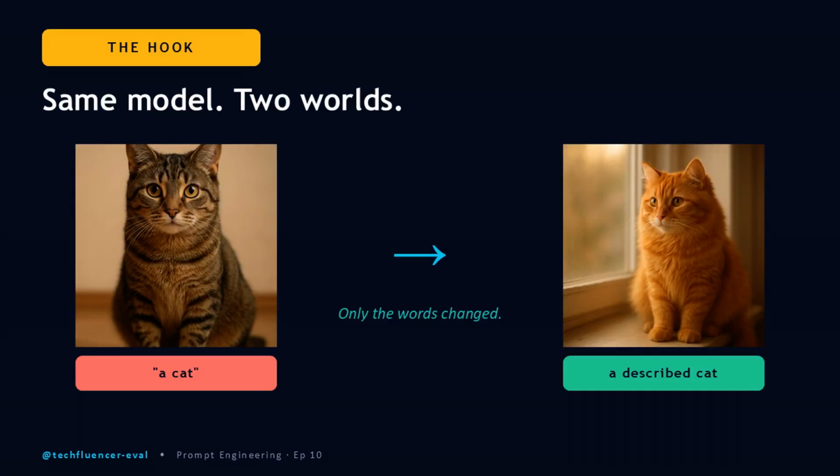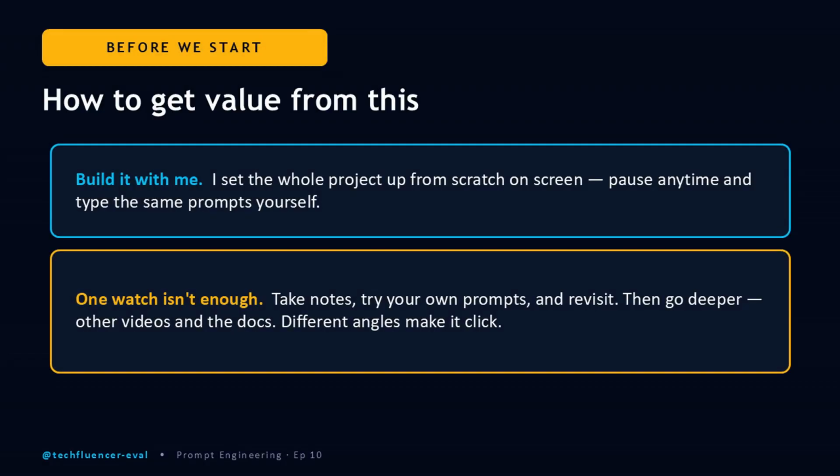Look at these two cats. Same model, same code, made minutes apart. On the left, I typed 2 words, a cat, and I got a perfectly fine, totally forgettable cat. On the right, I described what I actually wanted, and look at it. That is the whole episode in one picture. The model did not get smarter. The words got better.